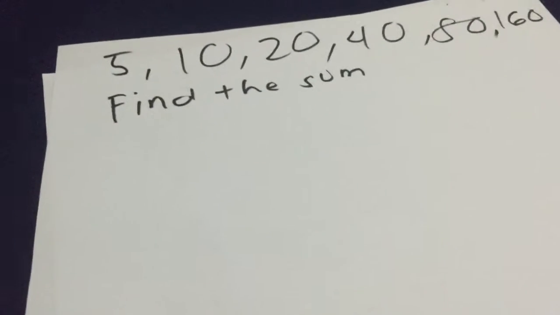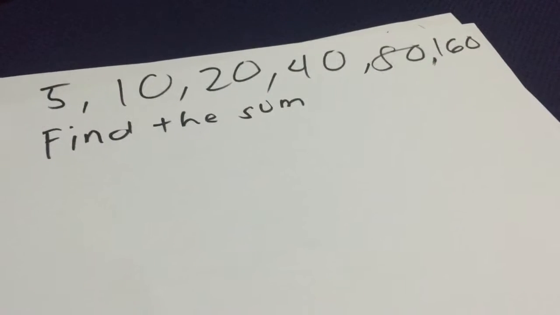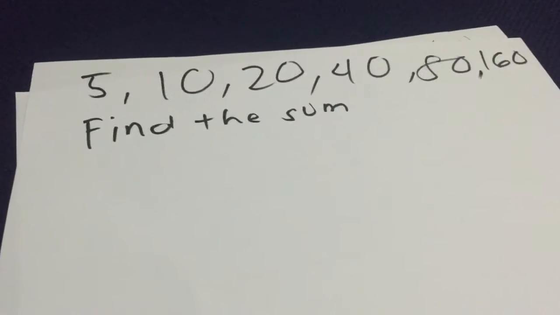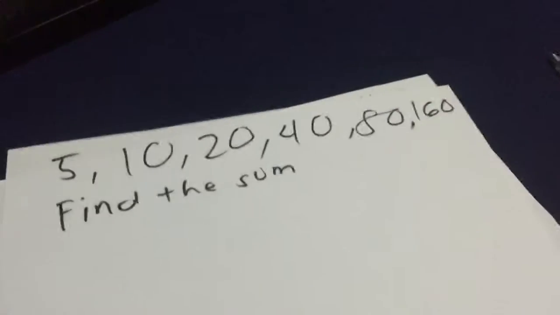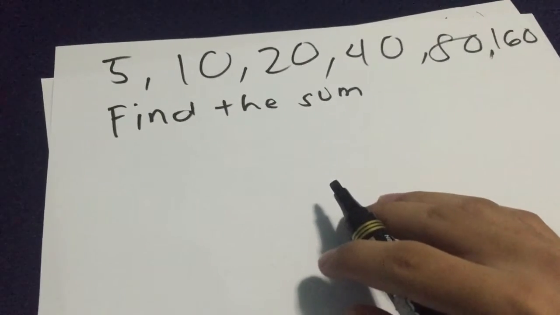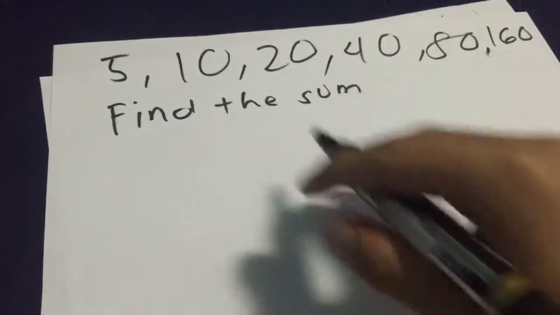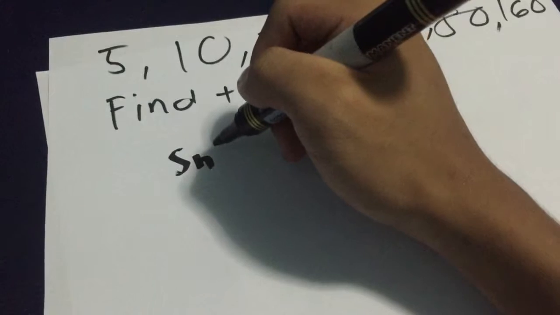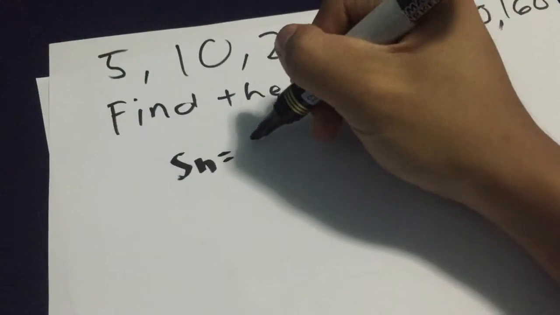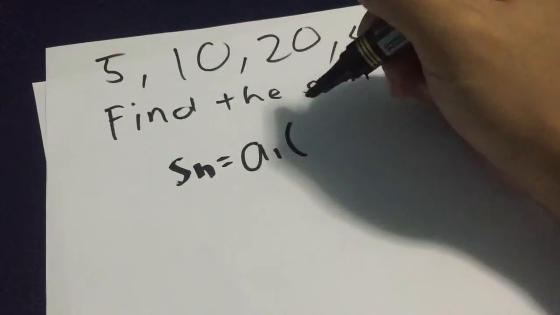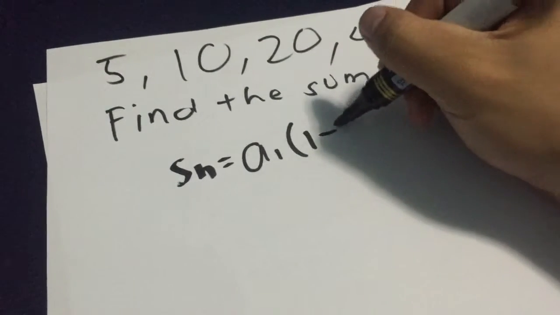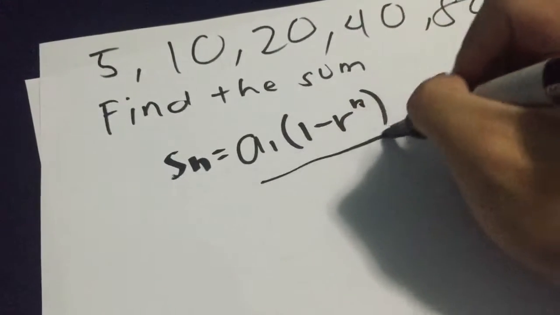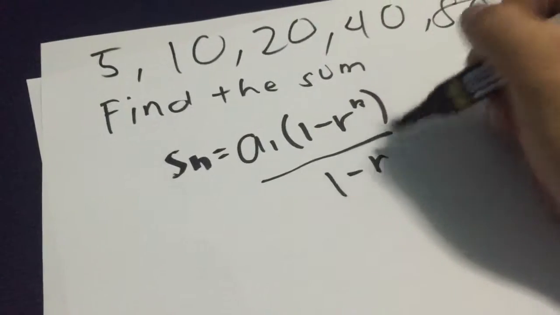So I have here an example of a geometric sequence. We are asked to find the sum of this geometric sequence. So in geometric series, we have a formula. This formula is S sub n is equal to a sub 1 times (1 minus the common ratio raised to the n power), all over 1 minus r.